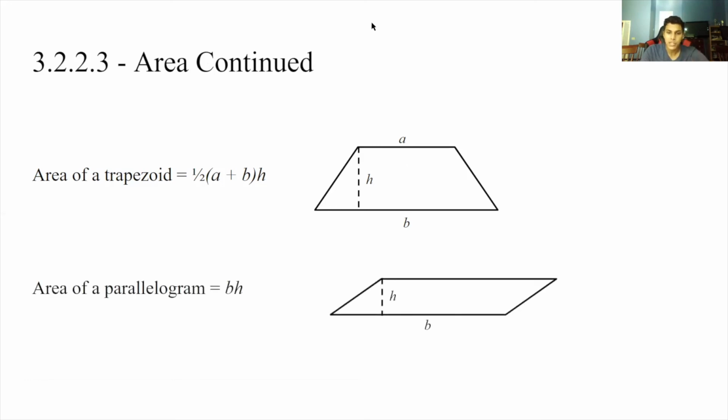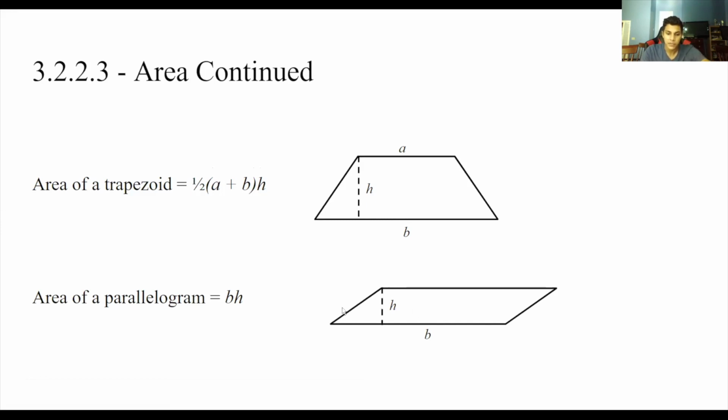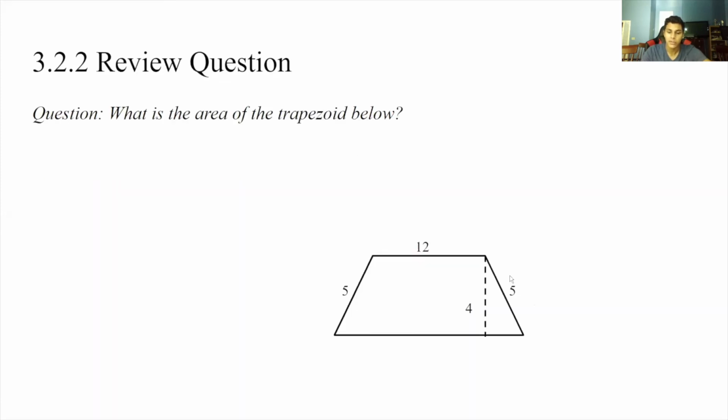And then finally, we talked about the area of a parallelogram. And the reason that the area of a parallelogram is b times h is because if you cut off this section of the parallelogram and move it over here, it just becomes a rectangle with the exact same base and exact same height. And then we did a review question to find the area of a trapezoid, where we had to use the Pythagorean theorem and the trapezoid area formula to find the area as 60 units squared.